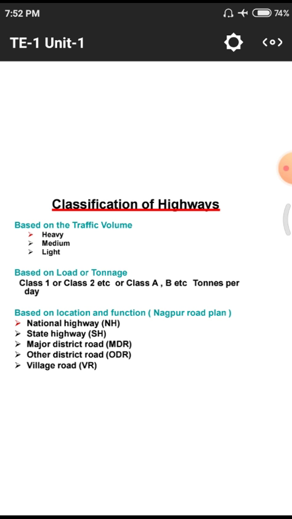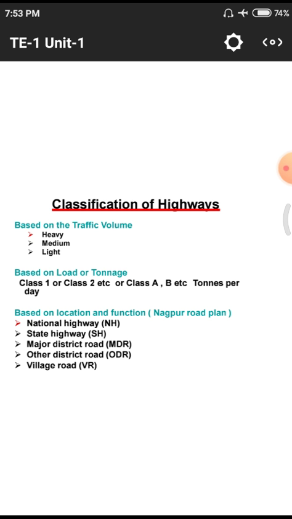Next one is based on the location and function. Location means the area where the road is located, that means Hyderabad or Bangalore or Delhi or Chennai or Lucknow or any other place. And function means what kind of vehicles are traveling on that road. So those are called functions. These are based on location and function. This is also called the Nagpur road plan.